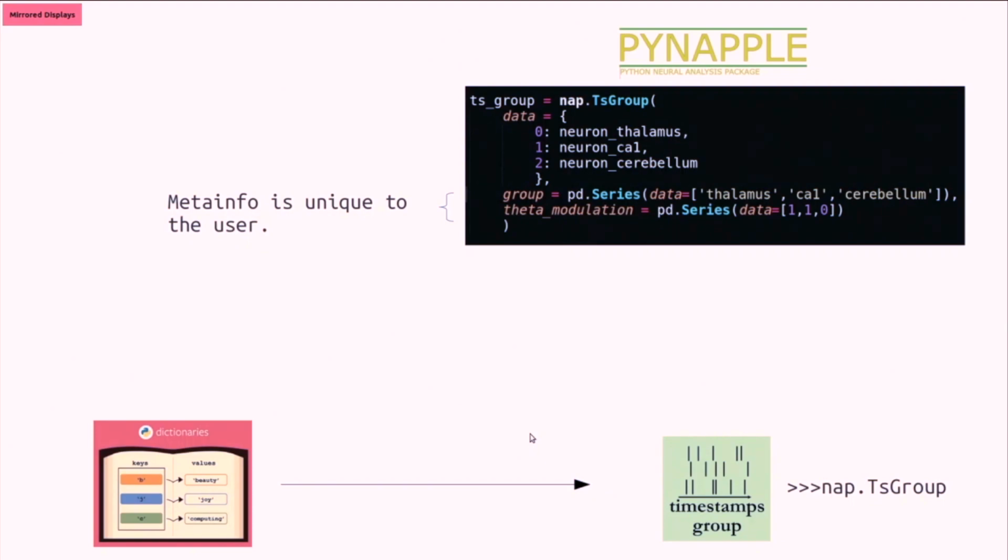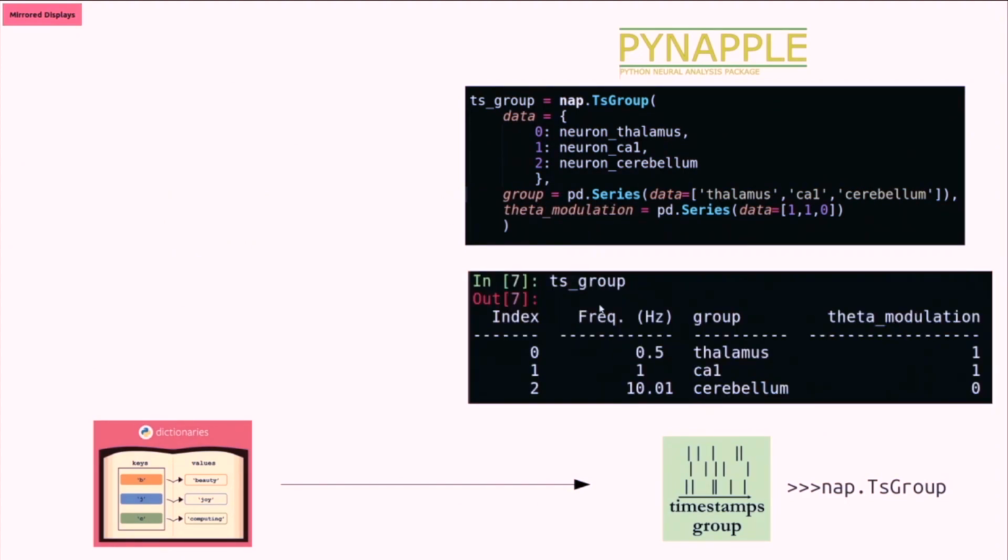So you define, for example, in this example, I have 3 neurons recorded together, 1 from the thalamus, 1 from S1, 1 from cerebellum. And the nice thing about it is I can add some metadata. Those things here are specific to the user. And it will appear like this in Pynapple, where I have my object. I can see right away that I have 3 neurons. I can see their frequency, where they were recorded, and if they have some properties, for example, theta modulation. So this is a collection of timestamps, basically.